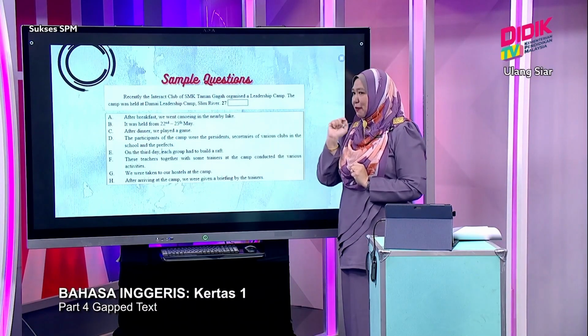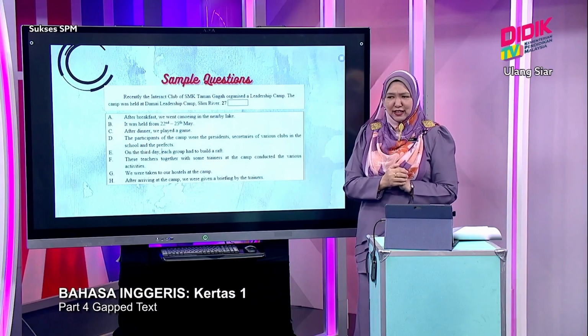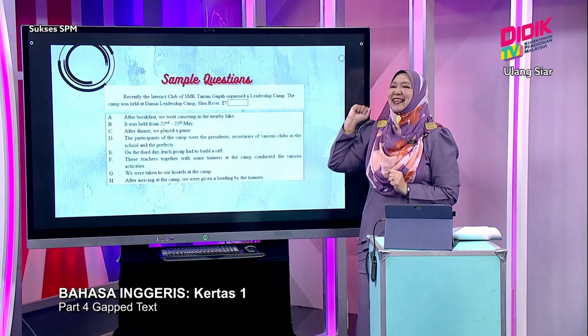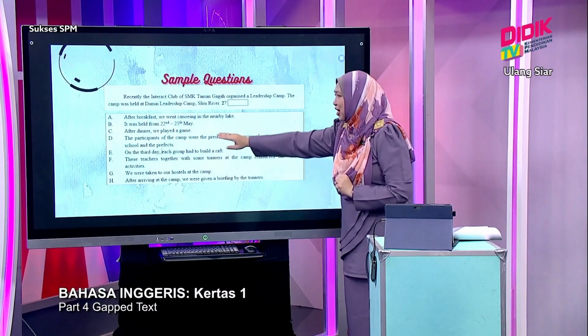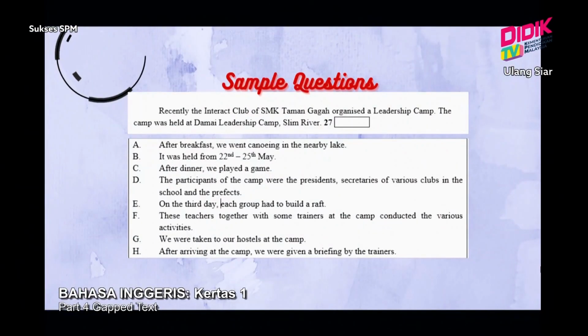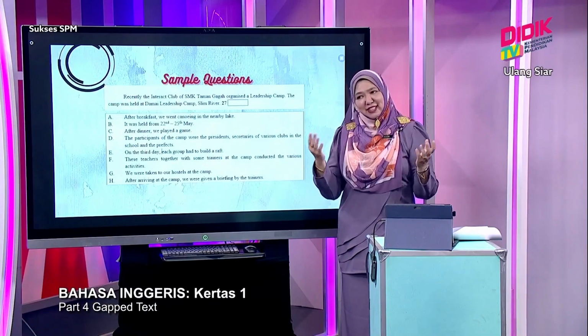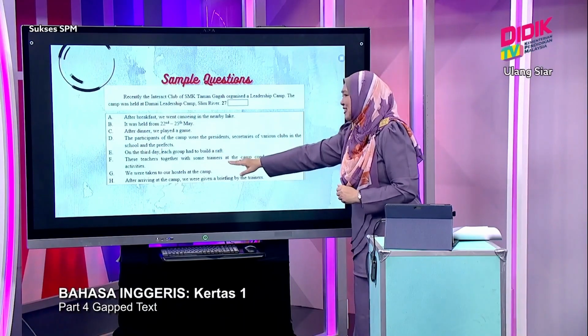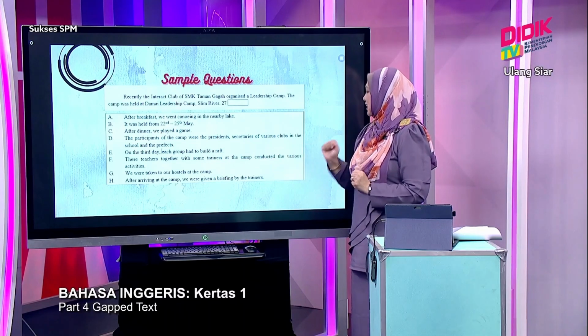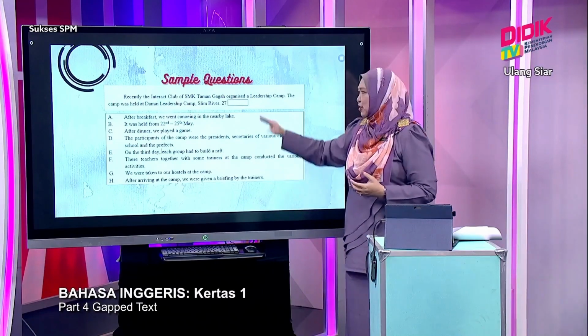Okay, possible. "After dinner, we played a game." So how can? I think dinner is out of context. Very good, Sean. "The participants of the camp were the presidents, secretaries of various clubs in the schools and the prefects." Participants, not yet. We are talking about the place, right? "On the third day," suddenly on the third day, out of context. "These teachers, together with some trainers at the camp, conducted the various activities." Now, this is about activities, so not yet.